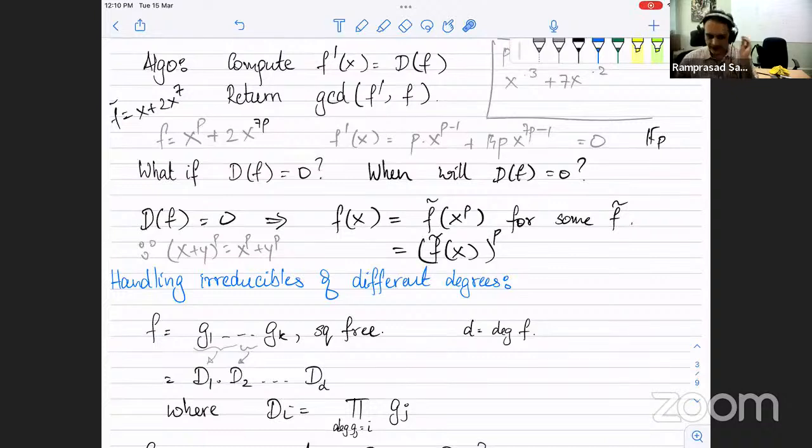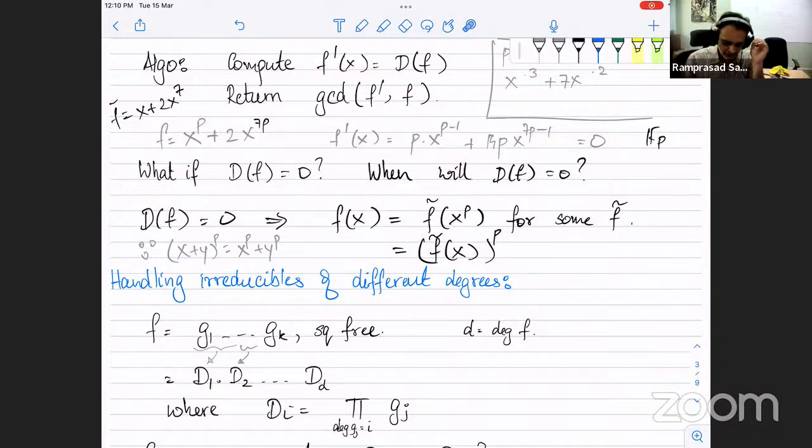Okay. Now, if someone tells us that there are irreducibles of different degrees, then what that means is that 2 different di's are actually non-trivial. They're not 1. Because there is a gi of a certain degree, which means it will go into one of these buckets. And there was a different gi of a different degree, which means it will go into the other one. Right?